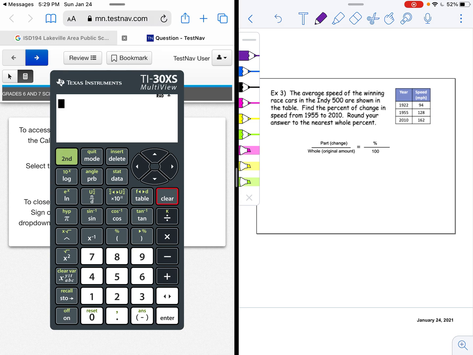It says the average speed of a winning race car in the Indy 500 are shown in this table. Find the percent of change in the speed from 1995.